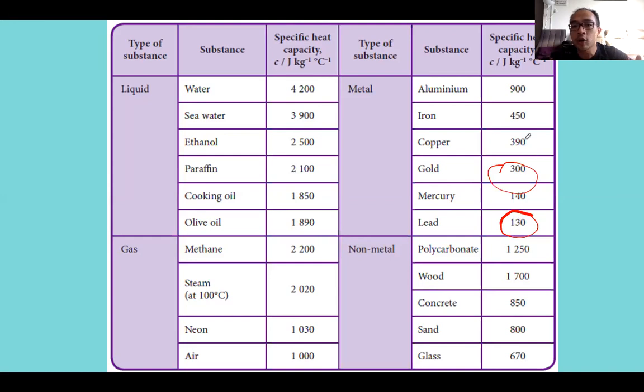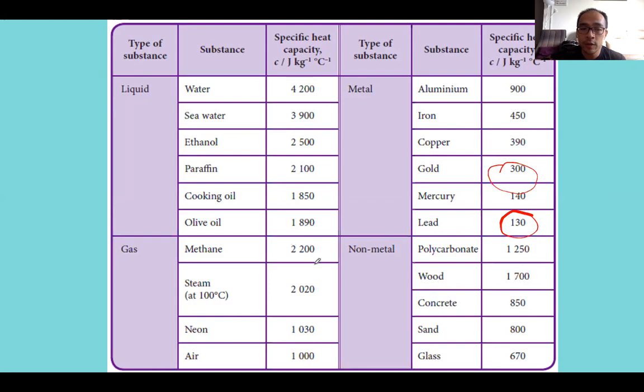Okay, we don't want the iron kuali to be as hot as the polycarbonate handle. We don't want that because we want to hold the handle and then transfer the food or whatever. That's why different specific heat capacities play a different role.